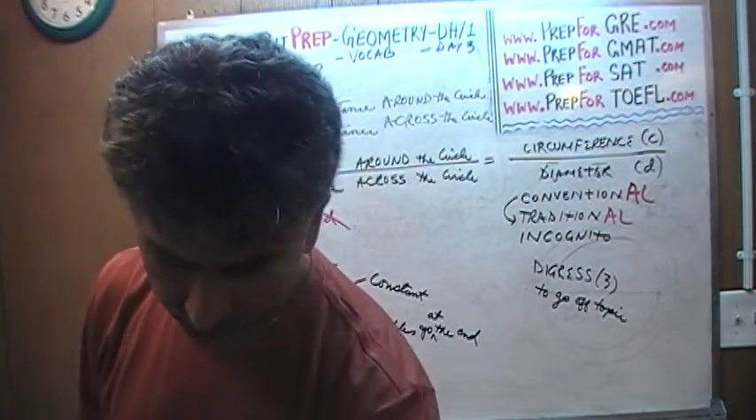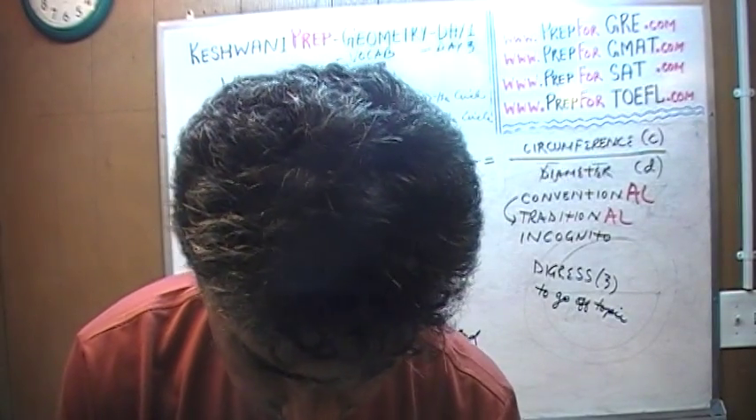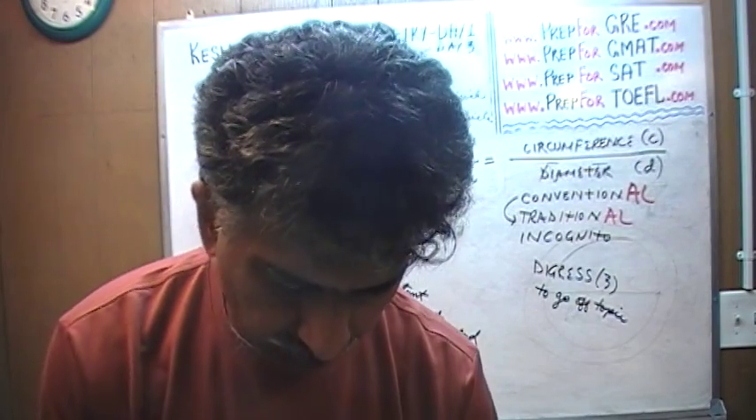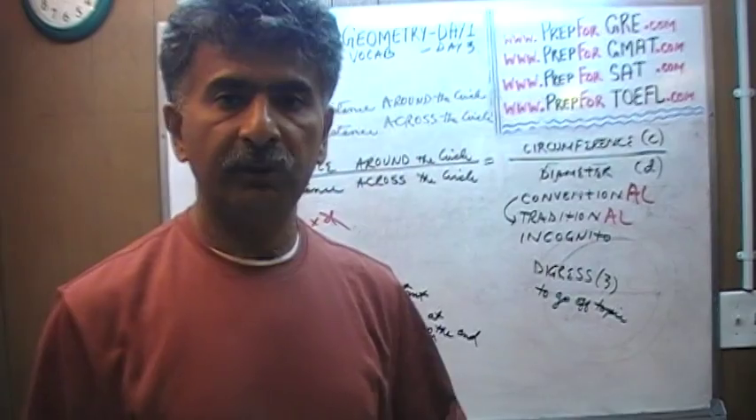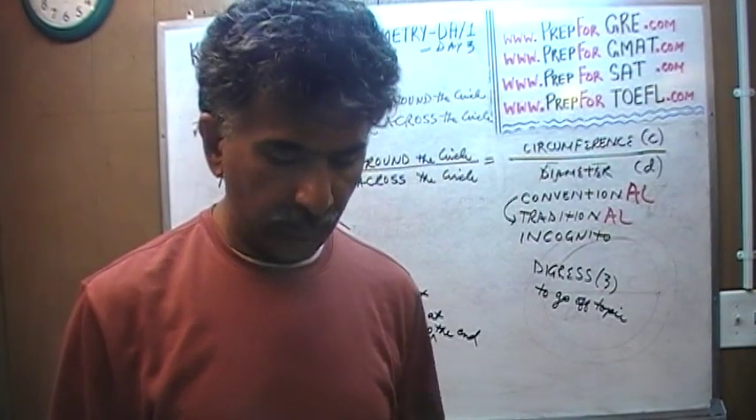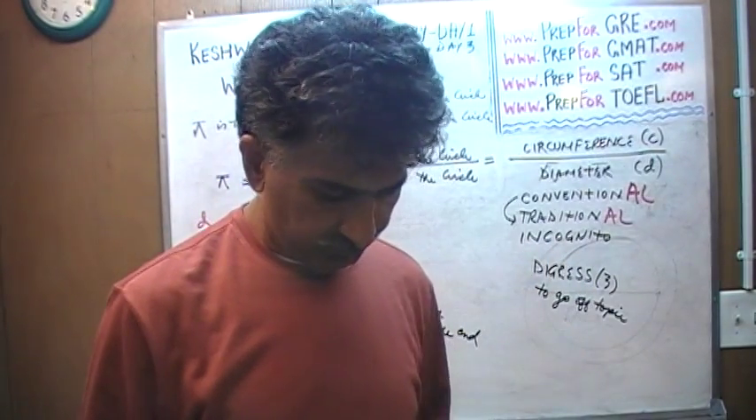Do you know what it means? Incognito? It means in disguise. That is how you define pi. People go around memorizing. I have seen people memorize. They go around saying C equals 2 pi r, circumference equals 2 pi r, again without having any understanding at all as to why. Now you know. It comes from the definition of pi.